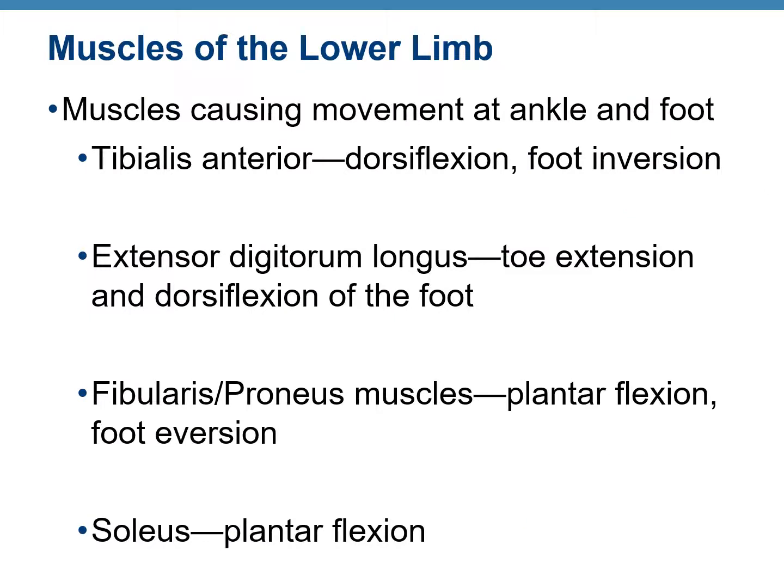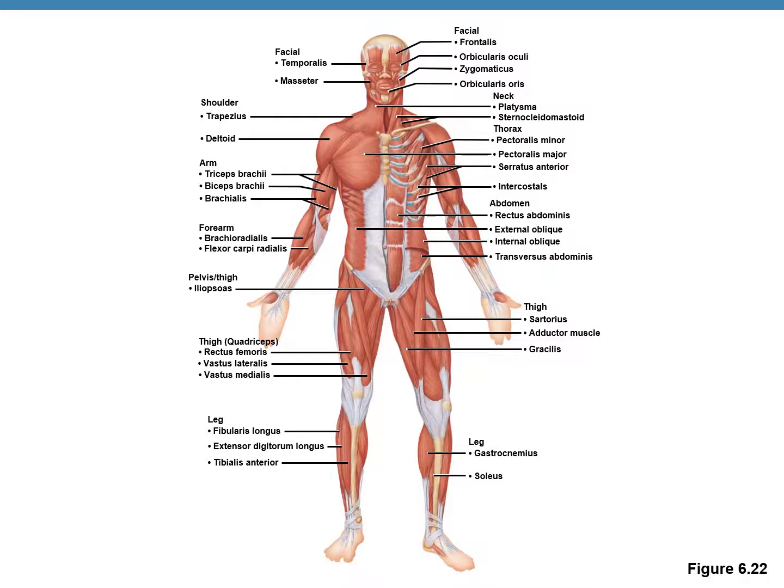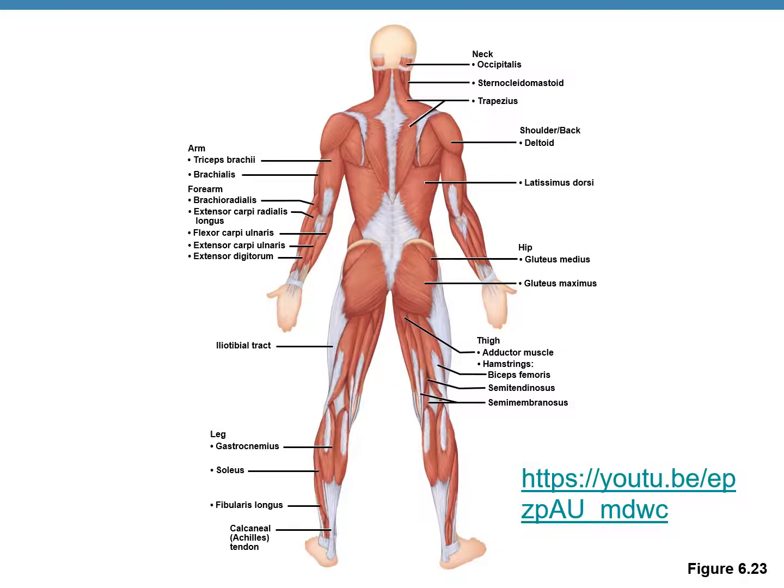Muscles that provide movement at the level of ankle and foot are the tibialis anterior, the extensor digitorum longus, the fibularis, and the soleus. This figure shows the muscles that have just been discussed. This is an anterior view of the human body musculature. This is the posterior view.